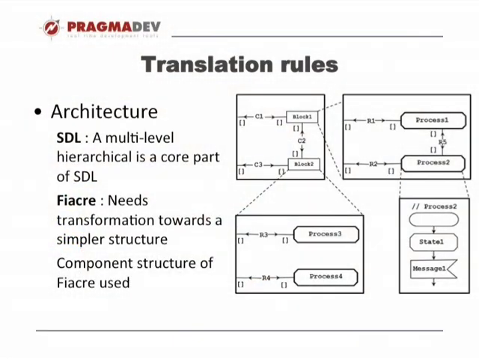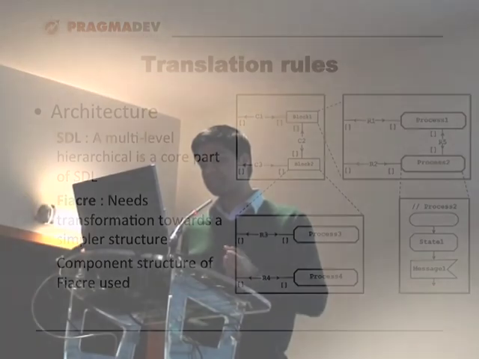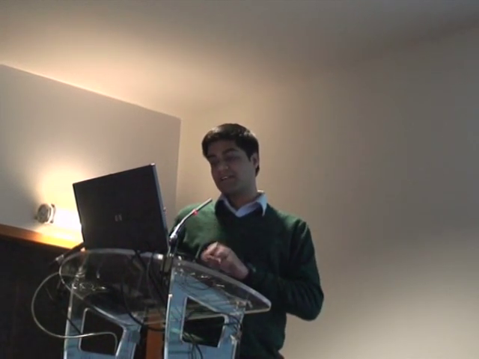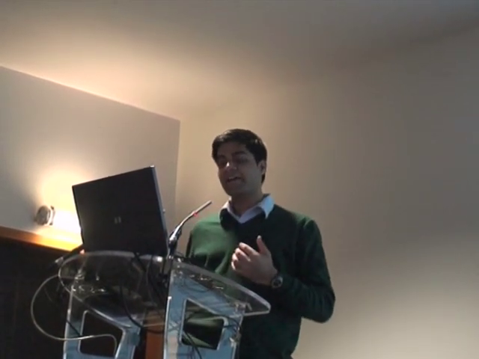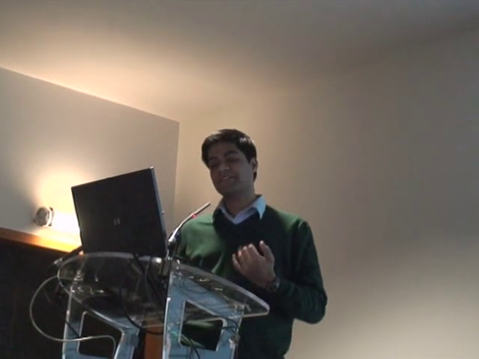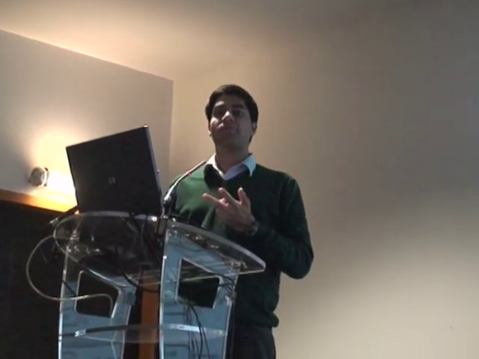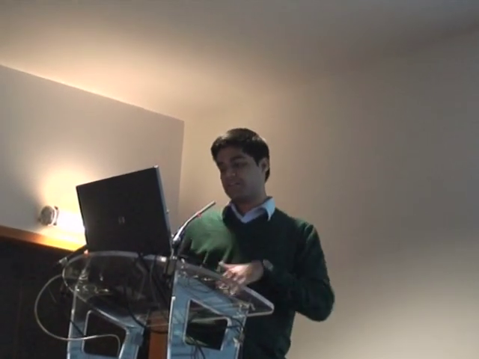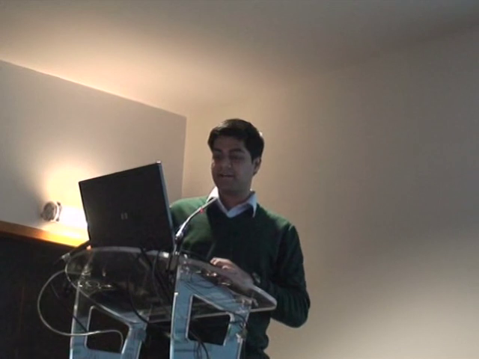So the first translation will, of course, start with the architecture. The basic architecture of an SDL description is a multi-level hierarchical structure. You have blocks, and then you have processes, and in those processes you have state machines, finite state machines. So a hierarchical structure is, of course, a part of SDL, which needs to be translated in Fiacre. But Fiacre doesn't allow such multi-level hierarchy. It needs more of a flatter, simpler structure. It just allows for a component and a process, just two basic structures which can be used. So we need to have some kind of translation to a simpler structure.